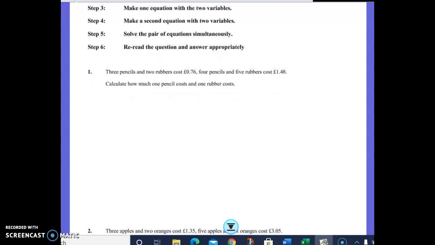3 pencils and 2 rubbers cost 76 pence. 4 pencils and 5 rubbers cost £1.48. Calculate how much 1 pencil costs and 1 rubber costs. First thing we're going to do then is I'm going to make X a pencil, Y a rubber. You can use any letters at all. You can have it as P and R if you prefer. I'd like using X and Y because then I don't get them confused.